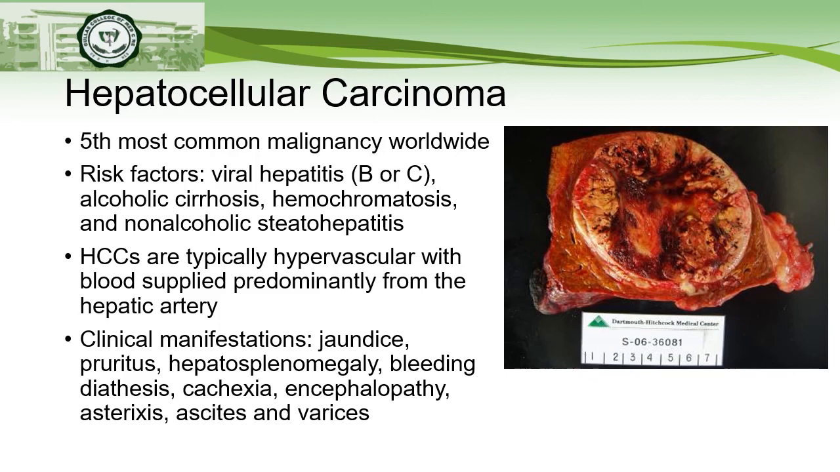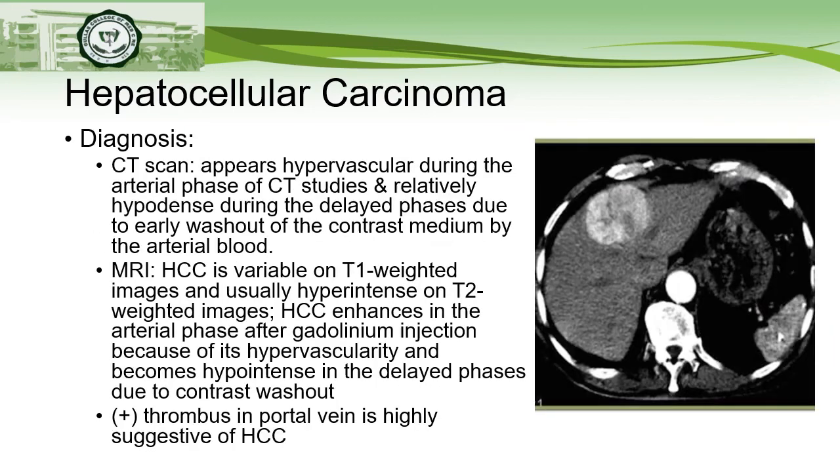Clinical manifestations are typically those relating to cirrhosis. So you would have your jaundice, pruritus, hepatosplenomegaly, bleeding, diastasis, cachexia, and the usual from what you've learned earlier.